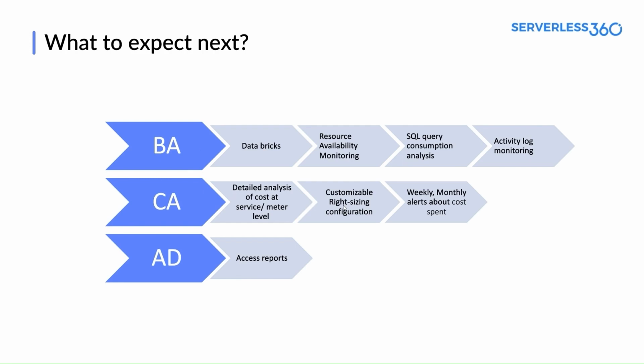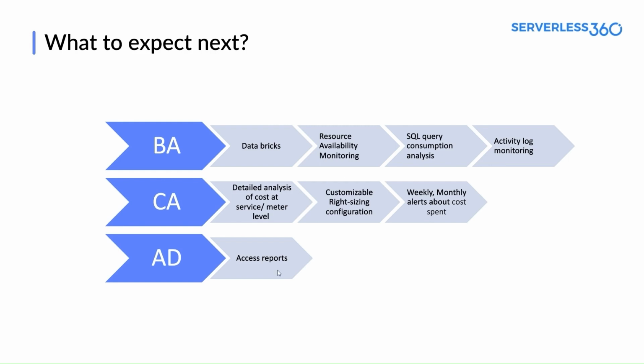Then we have customizable right sizing configuration, where in right sizing we provide default configuration considering memory and CPU of VMs and app service plans. Now we are planning to make it customizable, so based on different metrics available for resource types, users can themselves configure the right sizing configuration. Next, within weekly and monthly alerts, cost spent based alerts are going to be introduced, where a consolidated report of how much has been spent in a week or month and comparing that with the previous period will be sent as a summary alert for the users to understand the cost difference or any spikes that have occurred.